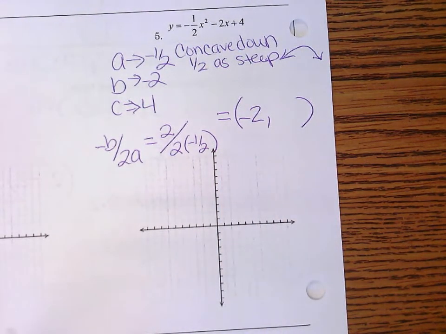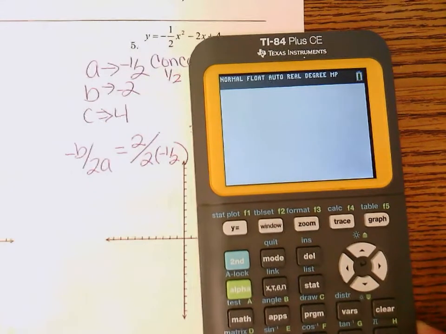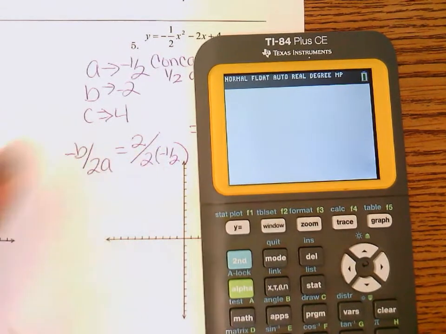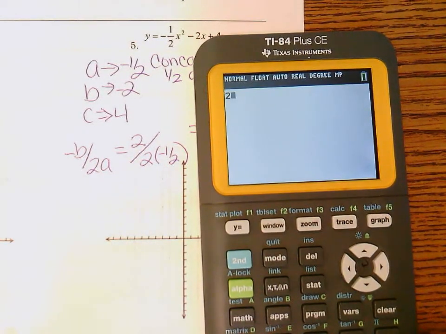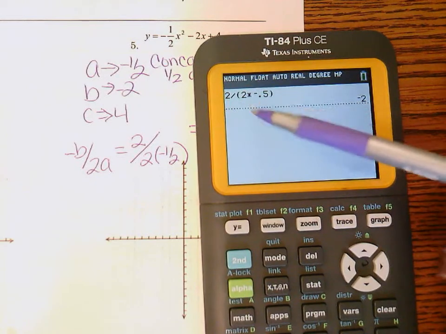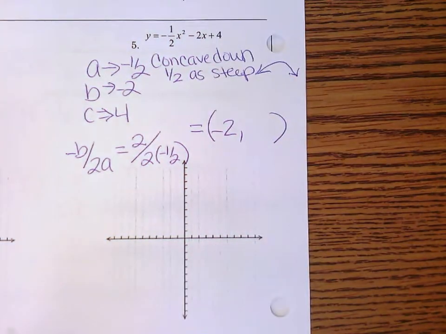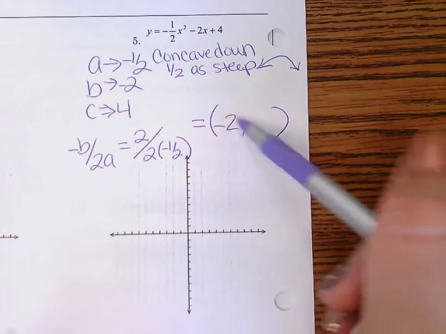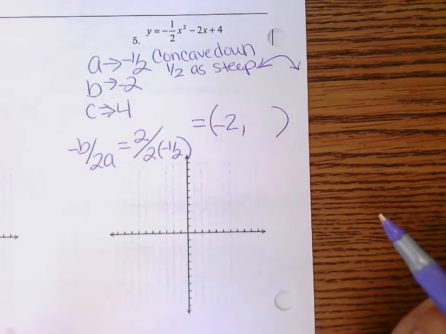And be careful, because I know some of you like to double check, if you're going to type that into a calculator, you'd have to type 2 divided by parentheses 2 times -1/2. Because if you don't put parentheses around the denominator, it's not going to come out to the right answer. So now I'm going to plug -2 back into that original function.